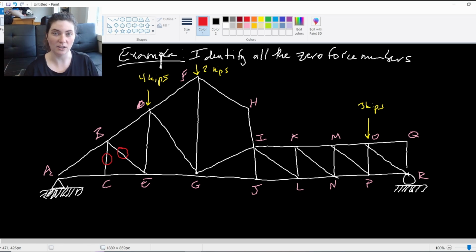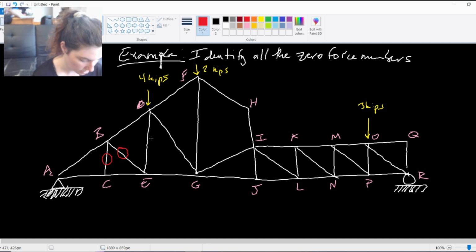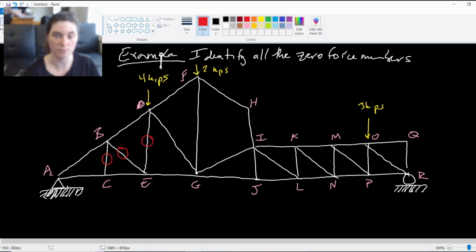And then again, by that logic, if BE is 0, DE must be 0, since it's intersecting. It would be the third member intersecting CE and CG. So it has to be a zero force member. But notice, as soon as we get to DG, you might be tempted to say it's a zero force member, but there is that 4 kip load at point D. So because of that 4 kip load, DG is going to be load bearing. It's not a zero force member.